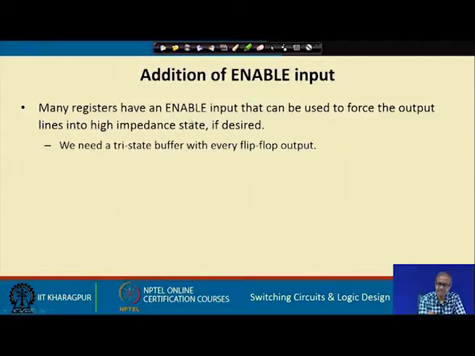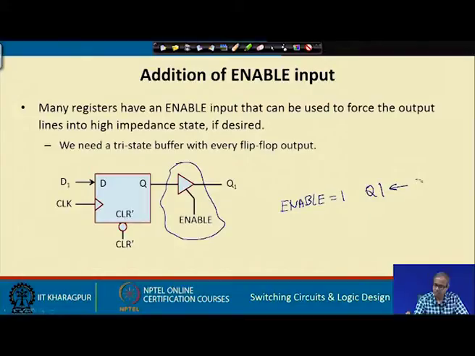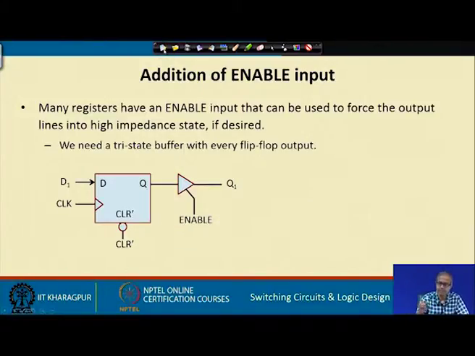As you can see, using the enable input, register outputs can be put in the high impedance state. But for this you need some kind of a tristate buffer connected to every flip flop output. I am showing the schematic here for one flip flop again. Suppose I have one flip flop of the register, the output instead of directly going to Q1 goes through a tristate buffer. If your enable is 1, that means you are enabling it, then the output Q1 will get whatever is there in Q. This is the normal mode of operation. But if enable equal to 0, then this output Q1 will be in the high impedance state, which we denote as Z. So, it is electrically isolated. This is the idea behind the enable.